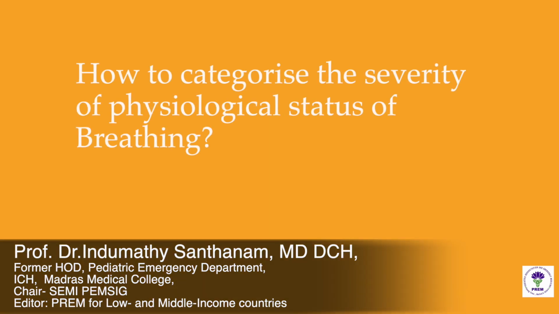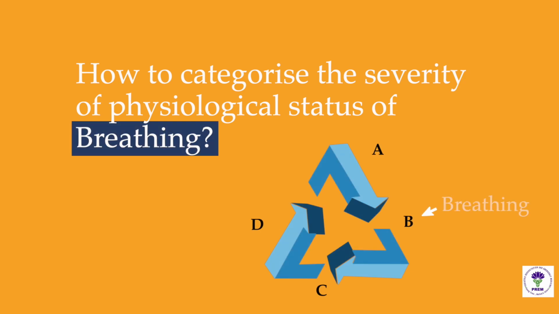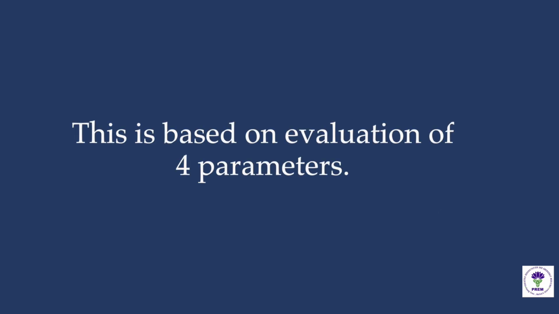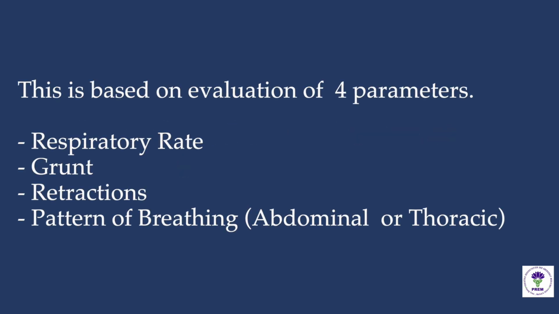How to categorize the severity of physiological status for the breathing section of the Prem triangle. This is based on evaluation of 4 parameters: the respiratory rate, grunt, retractions, and the pattern of respiration, whether thoracic or abdominal.